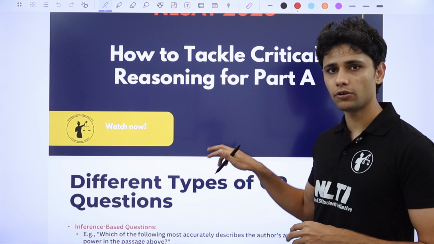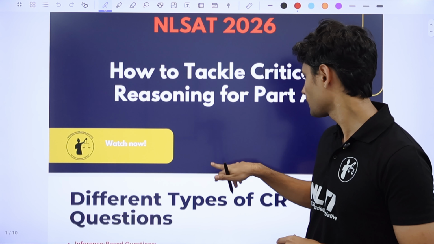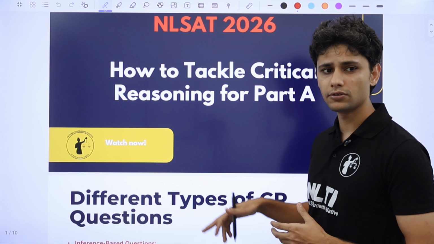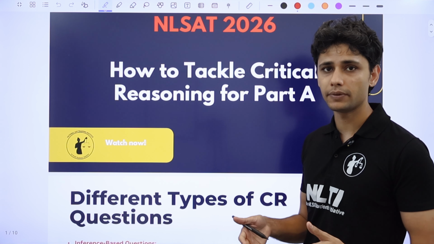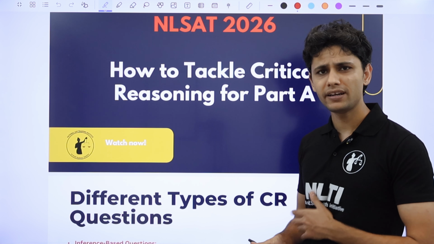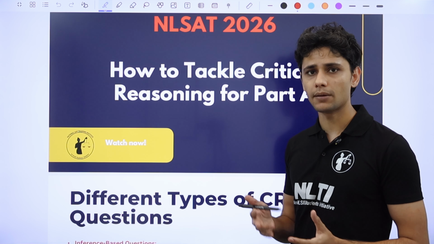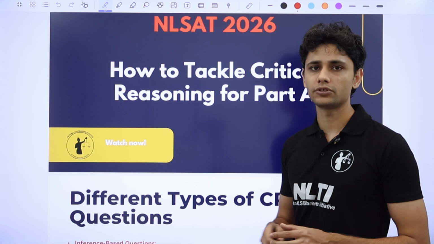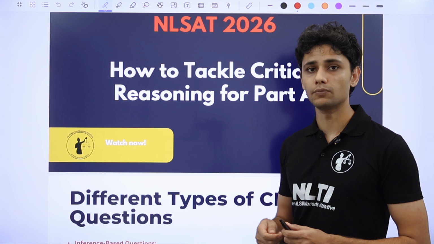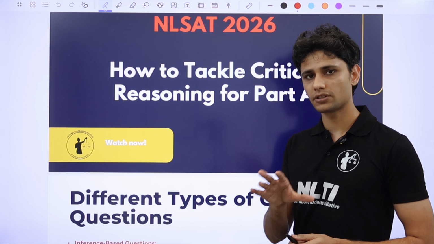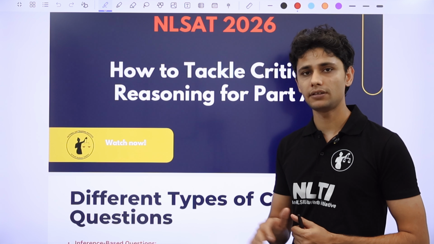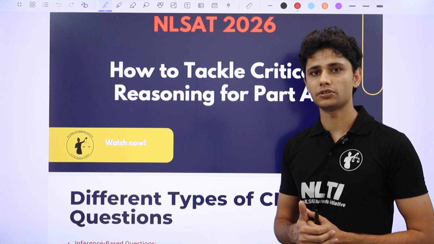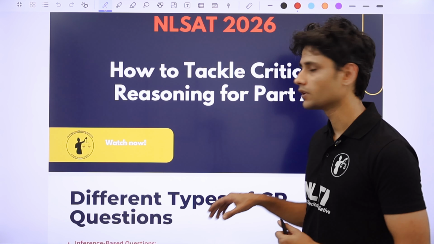I'll give you a brief layout of what I'm going to discuss in this session today. Firstly, I'll discuss with you the different types of questions you can anticipate in this paper. There are a wide range of questions they ask. Among them, some come repeatedly year after year, and those specific types of questions that come year after year, I'll discuss in more detail. For the rest, I'll just walk you through what type of questions you can expect in this paper.